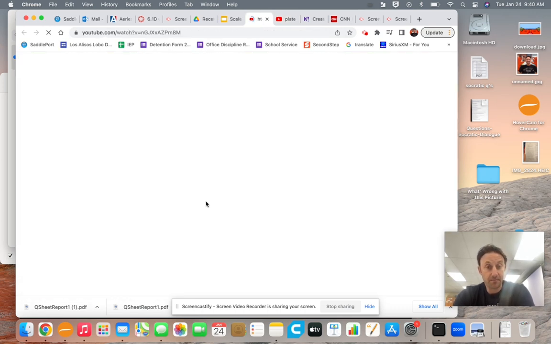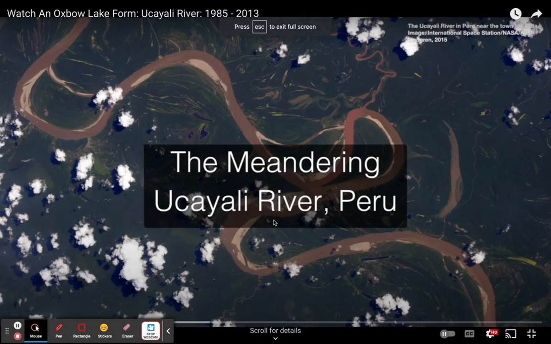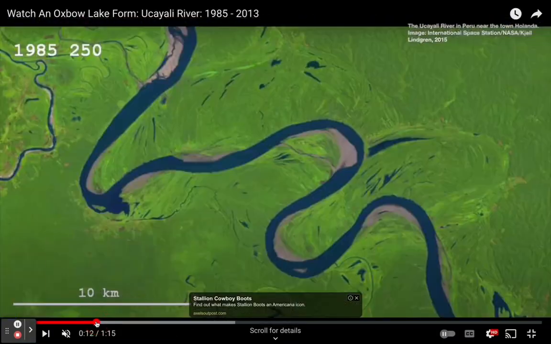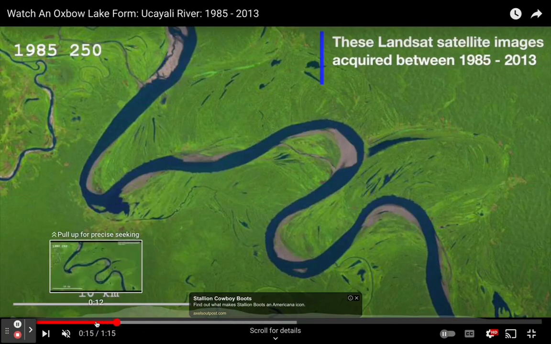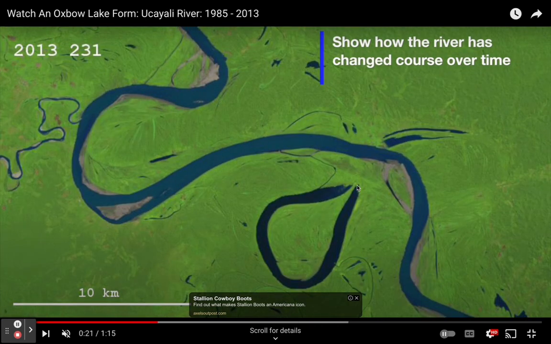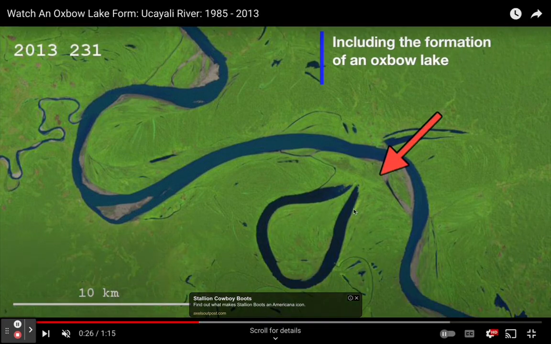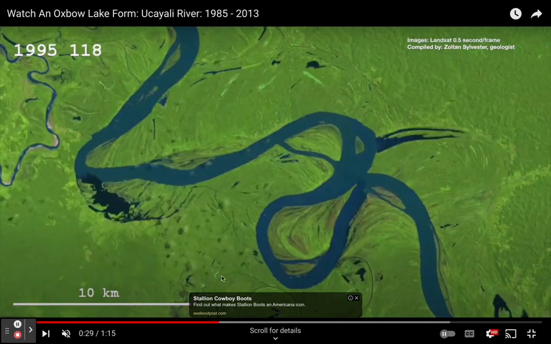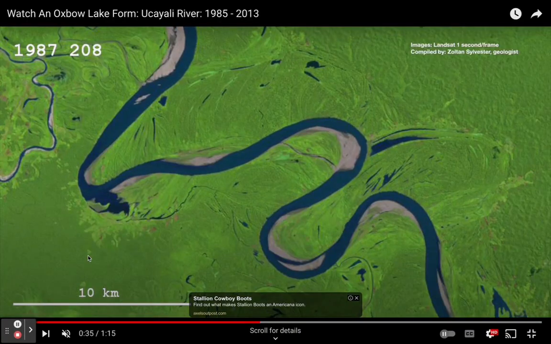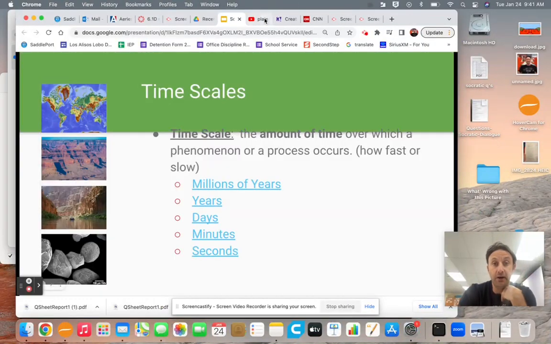Our next type of scale can happen over years. This example is a river in Peru where over time, it changed course, and it definitely takes a long time. These are satellite images that were taken from above, and over time, it shows how the river slowly changed its course. For some reason, it took a different direction, and it turned from a regular meandering river into what's called an oxbow lake. Once again, these are items that we can't see over time, and so having a scale definitely helps out.